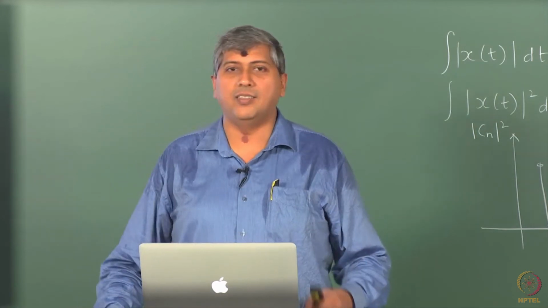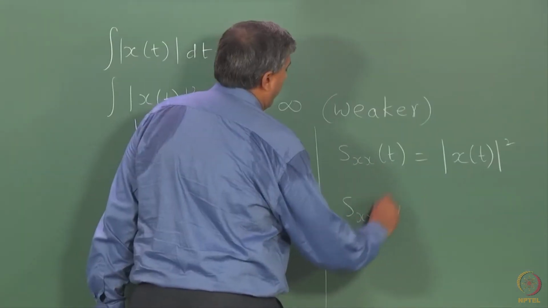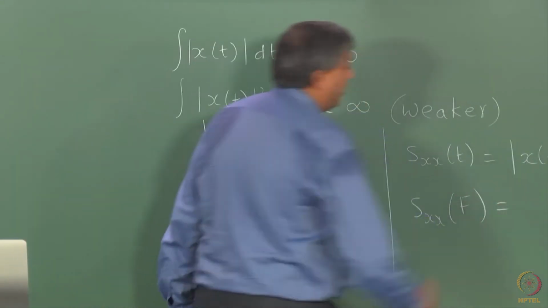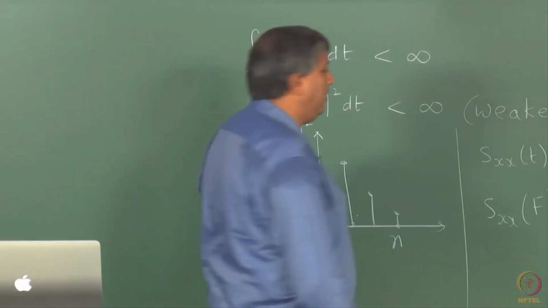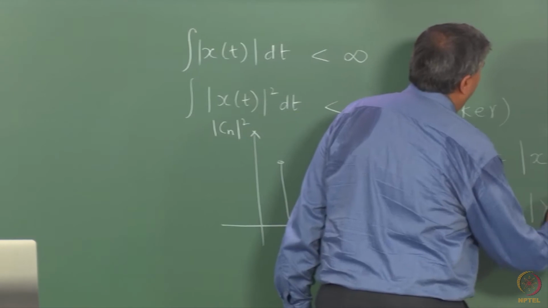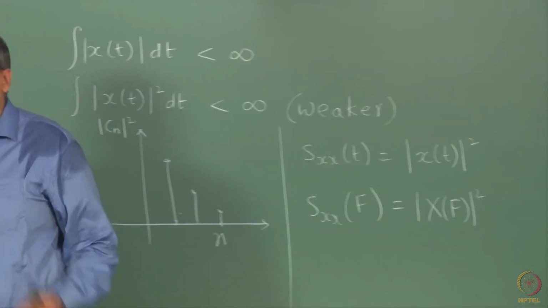What would be the energy density in frequency? So, if I were to ask what is energy density in frequency, that is energy per frequency, that would be mod x of f square, that is it. So, magnitude square of the Fourier transform is energy density.